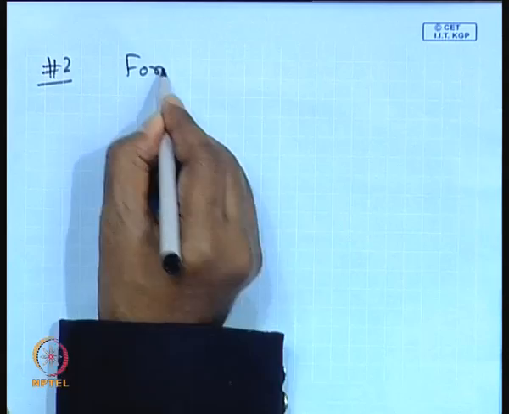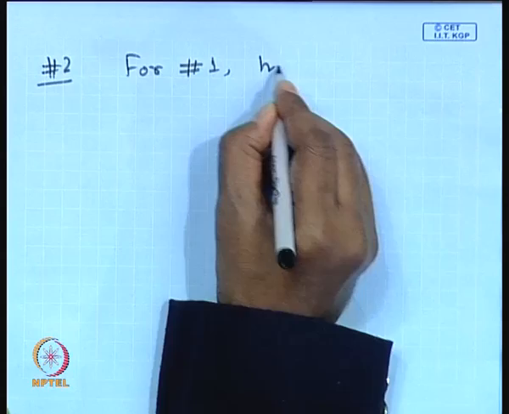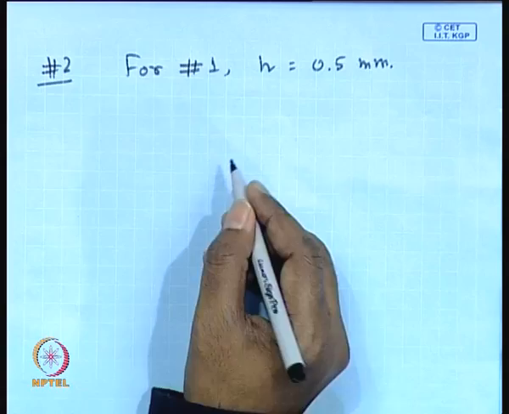Now, in the next problem, problem number 2 for today's problem, in the above problem, that means for problem 1, if the channel height is now reduced to 0.5 millimeter, okay, it is reduced by half, then you have to find out the axial pressure drop.